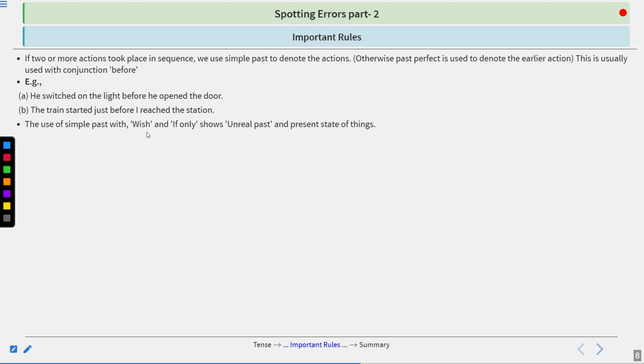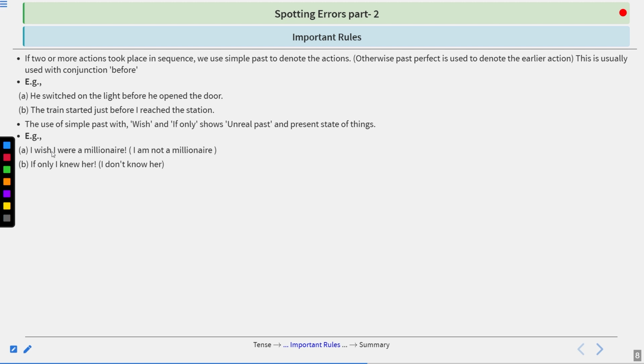The use of simple past with wish and if only shows unreal past and present states of things. With wish and if only, you show unreal past, and you have to use different tenses with these expressions. Example, I wish I were a millionaire. But you can't use I am a millionaire because here we have used I wish. I wish represents a hypothetical or imaginary situation. That's why we have used were here, the simple past, not was. Regardless of the number of the subject, you have to use were here.